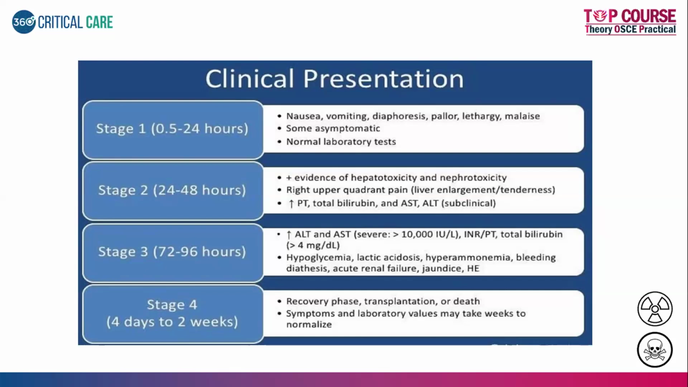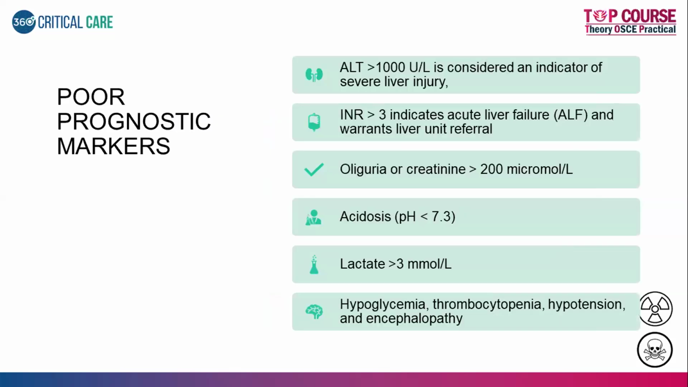Because if the patient is worsening from this period, death is most common in these patients. Now stage 4: if the patients cross this period, from 4 days to 2 weeks, it is a recovery phase. Or if the patient is worsening or fits into transplant criteria, then a transplant can be done. Or if the patient worsens further, death. So past 4 days, all this can occur. The symptoms and laboratory values may take weeks to normalize, so don't expect all your lab parameters to normalize within this period. So this is the clinical presentation and you need to mention this in stages.